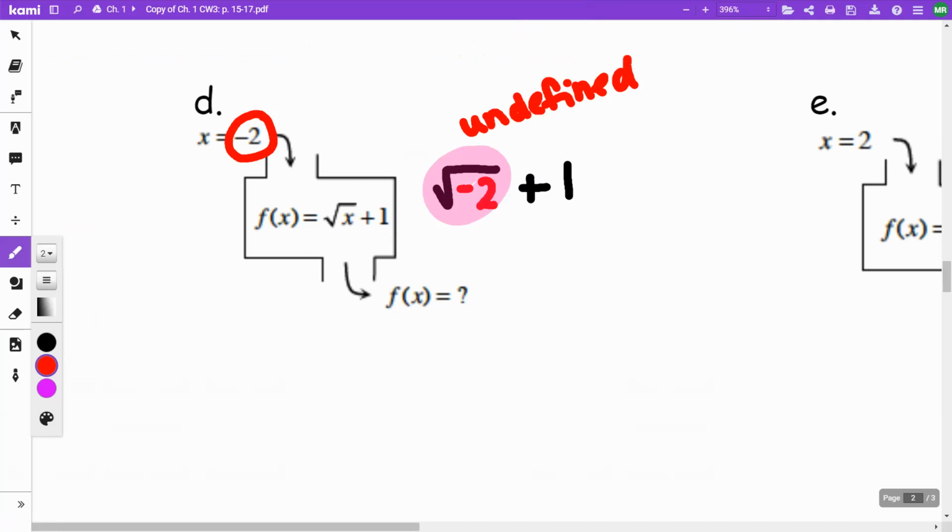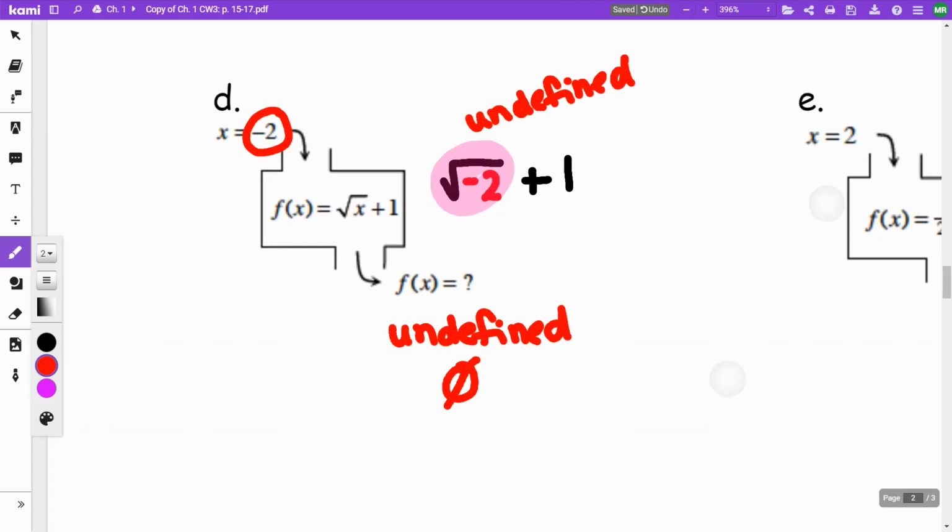So this is going to be undefined, or no solution if you want to say it that way, because I cannot take the square root of a negative. So that one's there kind of as a trick.